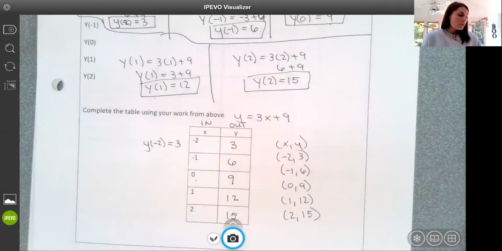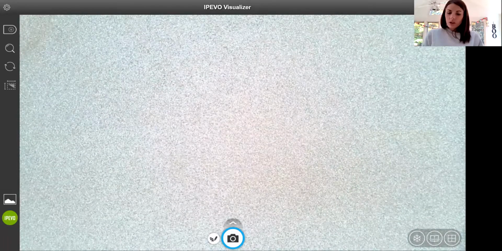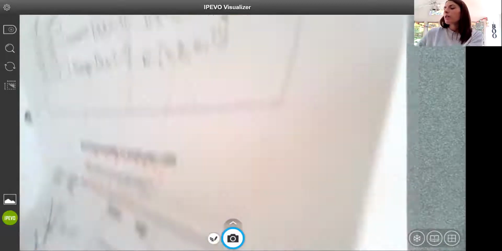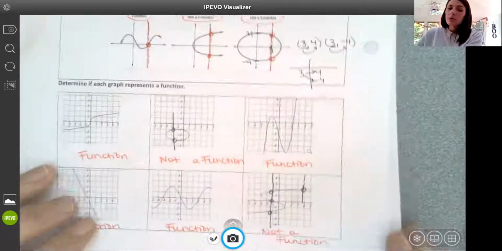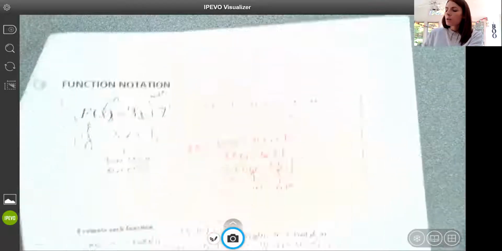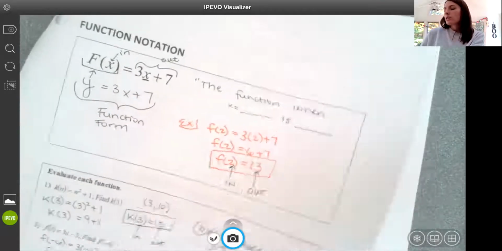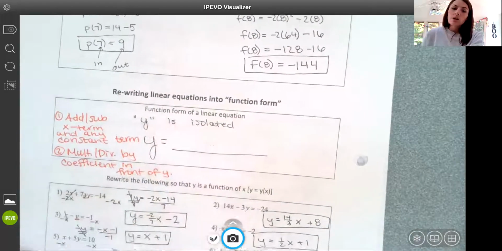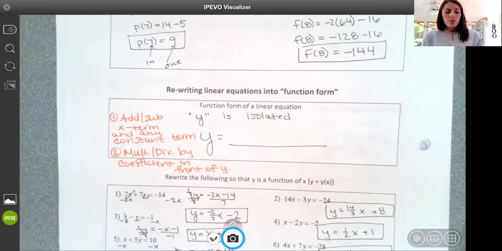Okay, so today you will do some homework involving the first and second part of function notation. Just as a reminder, last class we talked about how to determine if something is a function: in a table, every input can only have one output, and for our graphs, we can use our vertical line test. Then we talked about function notation. And today we linked that function notation to being able to rewrite an equation in function form. So on your homework, if it says write in function form, you should be using your notes to help you understand what exactly that means.